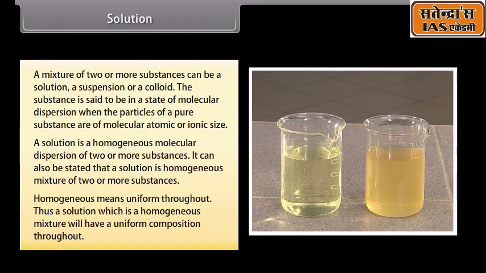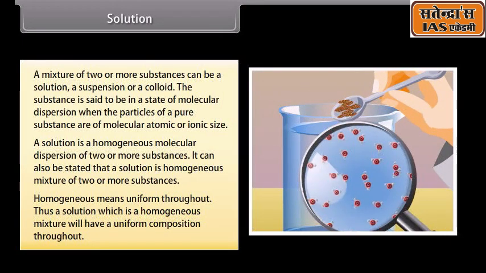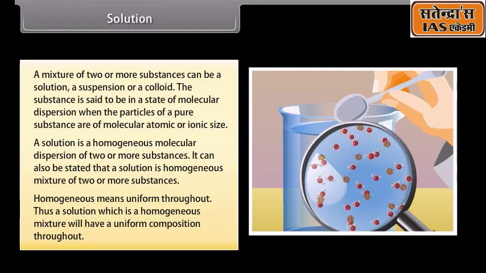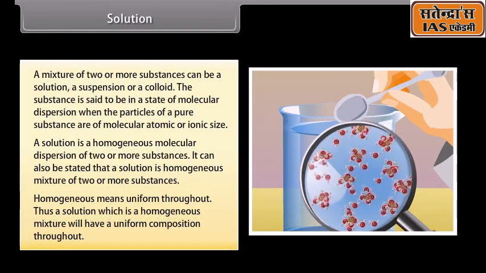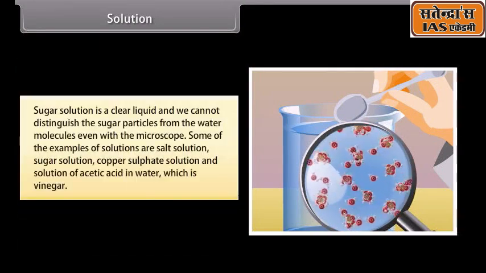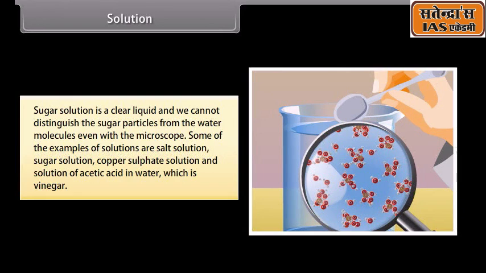It can also be stated that a solution is a homogeneous mixture of 2 or more substances. Homogeneous means uniform throughout. Thus, a solution, which is a homogeneous mixture, will have a uniform composition throughout. Sugar solution is a clear liquid, and we cannot distinguish the sugar particles from the water molecules even with the microscope. Some examples of solutions are salt solution, sugar solution, copper sulfate solution, and a solution of acetic acid in water, which is vinegar.